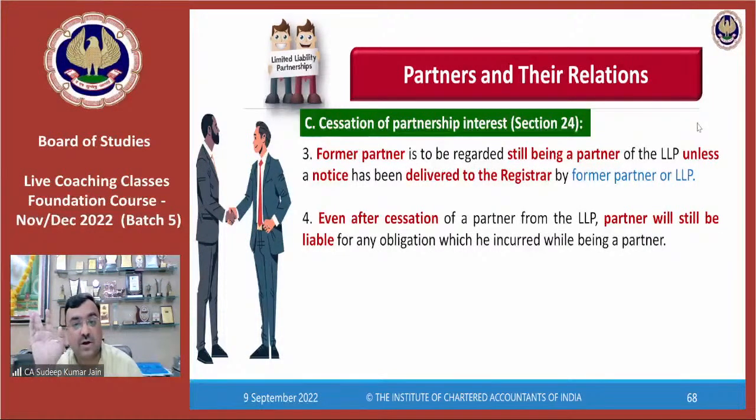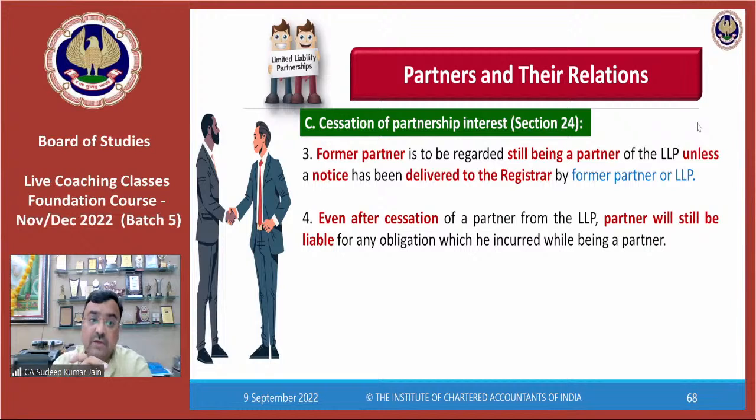Even after cessation, if a notice is not given, then the partner will continue to be liable up to the date when notice is given. If a partner is retiring or leaving but does not inform, anyone can inform the ROC, either the partner himself or the LLP. If neither of them informed, in that case, what will happen? The partner's liability will continue because the ROC does not know that the partner has retired.